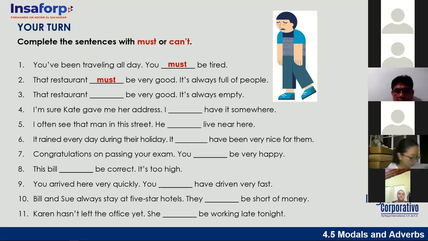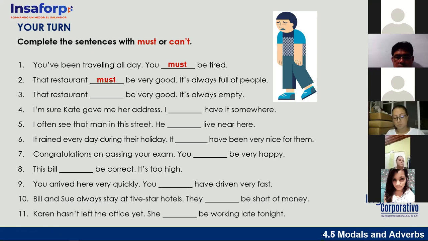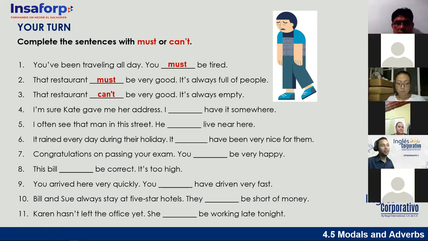Alejandra, number three, please. That restaurant can be very good. It's always empty. It can't be very good. Thank you, Alejandra. That's correct.